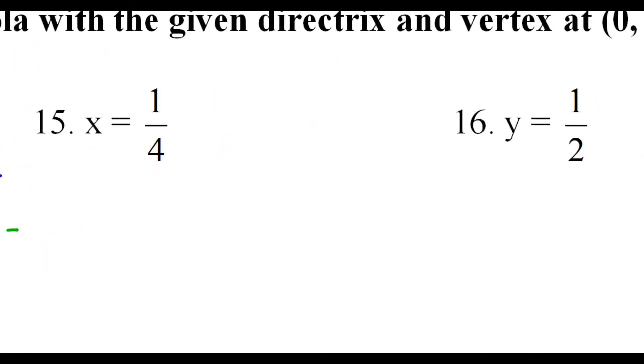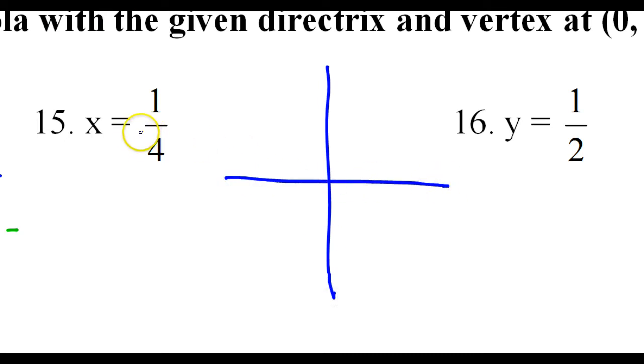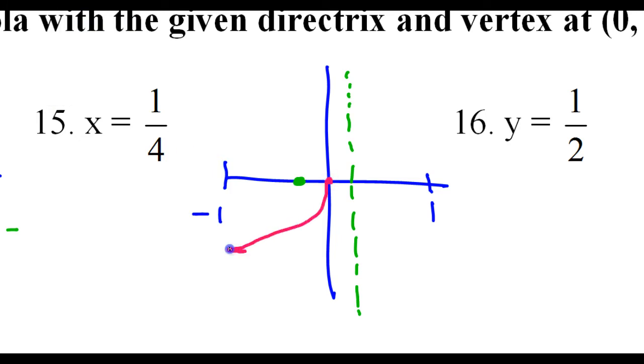And number 15, quick sketch. X equals 1/4. Alright, so that's a vertical line at 1/4. X equals is always a vertical line. Well, here is going to be 1, and so I'll put -1 over here. So the directrix, x equals 1/4, would be like here somewhere. Alright, there's my directrix. And my focus then will be on the other side, like right here. Alright, so this is 1/4, remember. So my vertex is going to be here, of course, and my parabola should be wrapped around that.